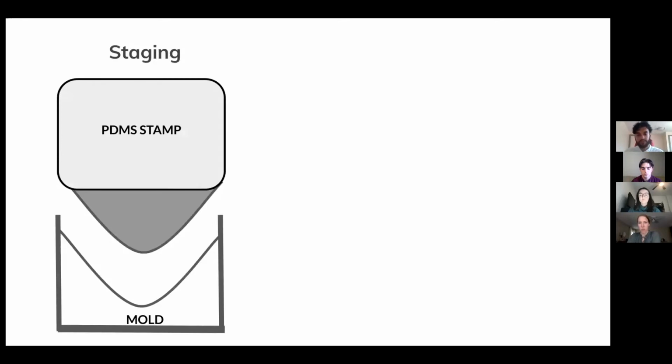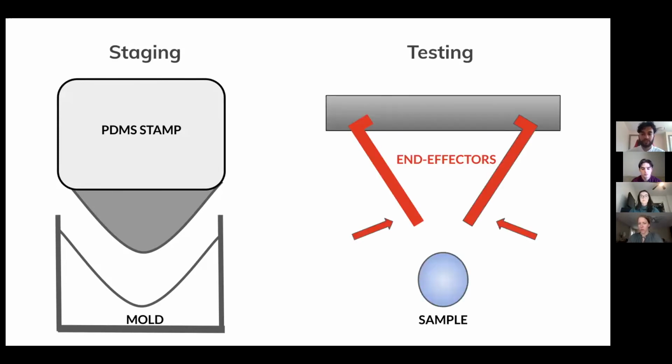There are two main parts to our project, the first being staging, which involves the creation of a stamp, either out of PDMS or acrylic, and the mold, which the stamp is used to create. And then the second part being testing, which utilizes these end effectors, which are cantilever beams, which are used to manipulate the sample. And this is imaged, and then we can determine the mechanical characteristics from that.